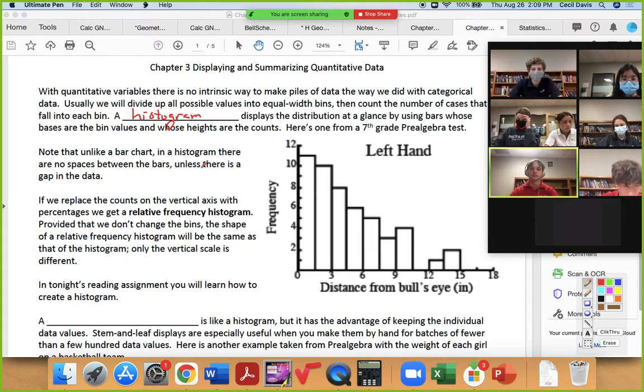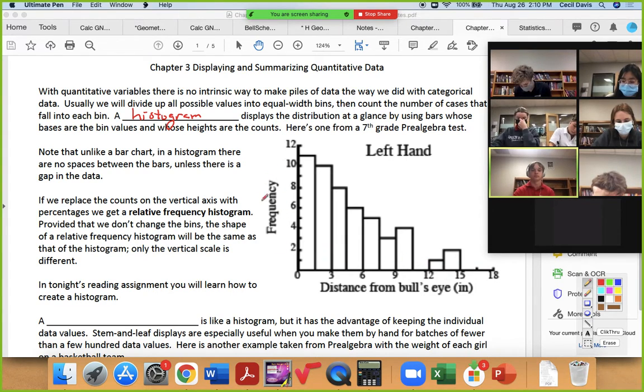Notice that unlike a bar chart, there are no gaps between the bars unless there's a gap in the data. On this one, these are all 1.5 apart. Between 10.5 and 12, he had no shots that were that distance from the bullseye, and we can see that because of this gap. So with bar charts, there should always be a gap between the bars. With histograms, you'll only have a gap when you have a gap in the actual data.